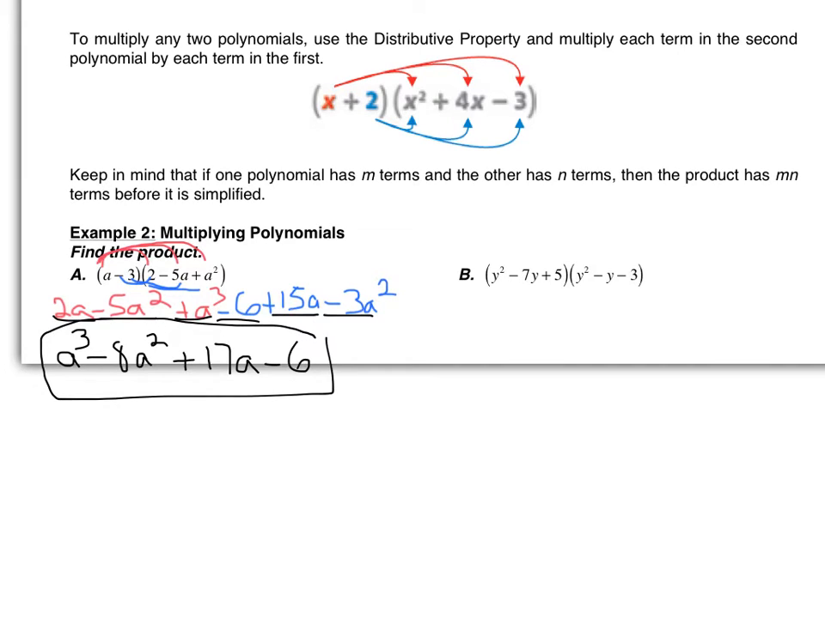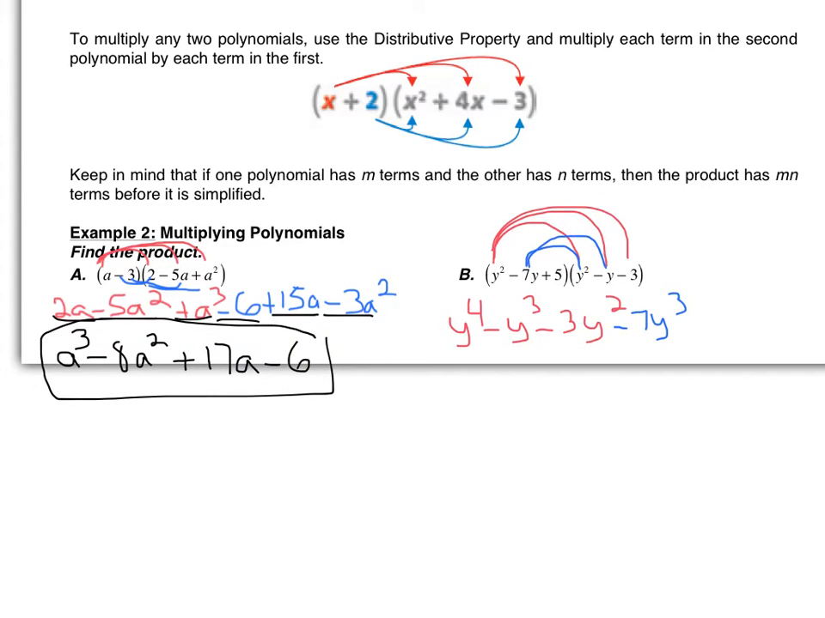In the next example, we are going to multiply each term, and we have 1, 2, 3 in the first and 1, 2, 3 in the second. So y squared times y squared is y to the 4th. Y squared times negative y is a negative y cubed. Y squared times negative 3 is negative 3y squared. And then I have my negative 7. Negative 7y times y squared is negative 7y cubed.